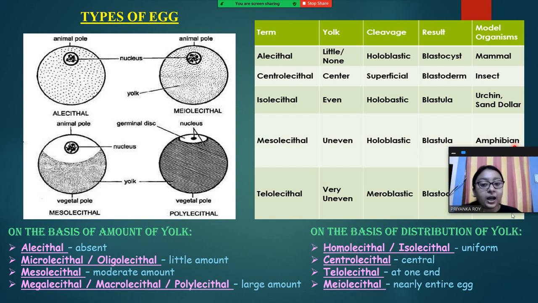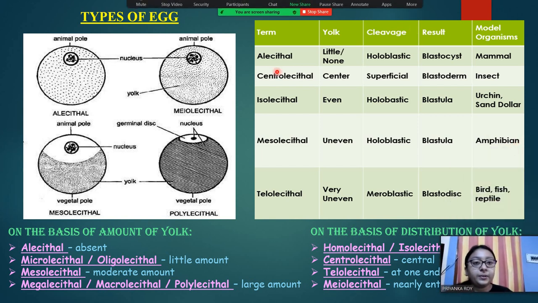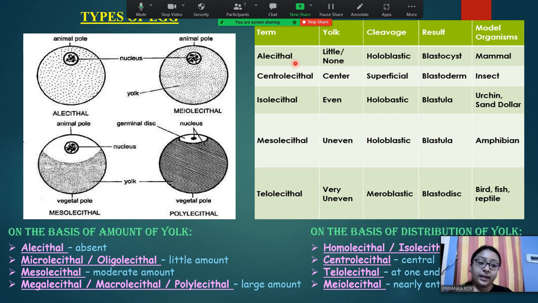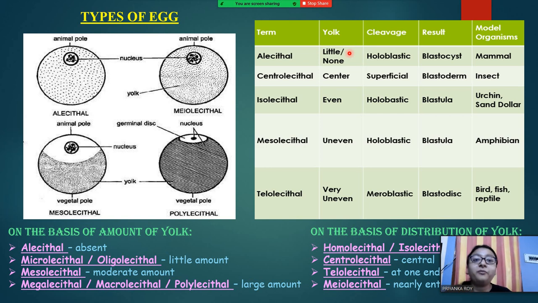According to that, you can see there are some examples given, like in case of alecithal egg, where little or no yolk is present, like no yolk at all or very little. You can also call it microlecithal or oligolecithal. In that case, the cleavage, I'll go to the types of cleavage in the next slide, a blastocyst will be formed, and it is seen in mammals, because in case of humans also, the egg contains very little yolk or no yolk at all. So our egg type is alecithal.